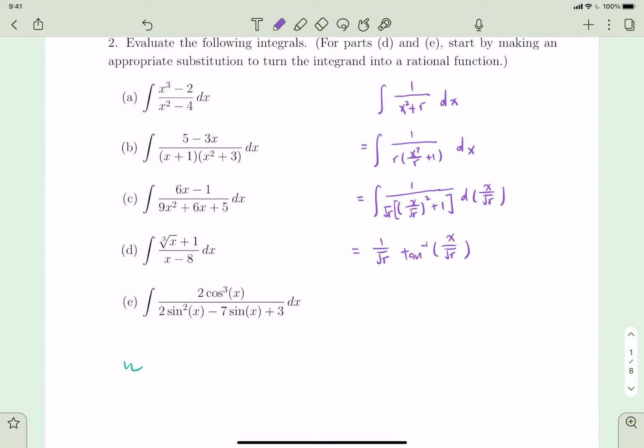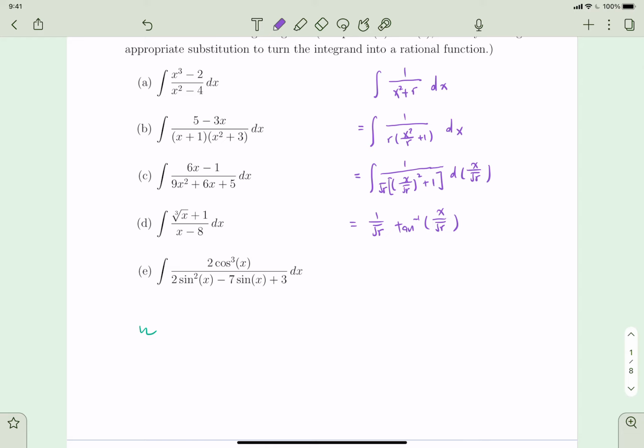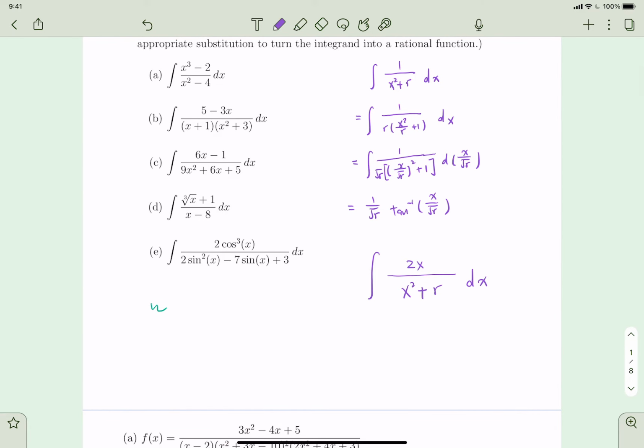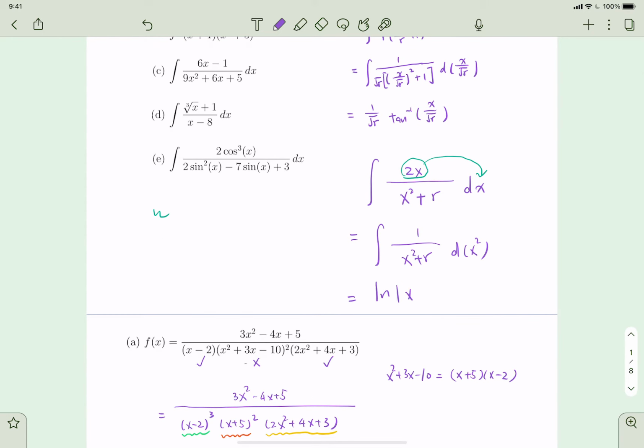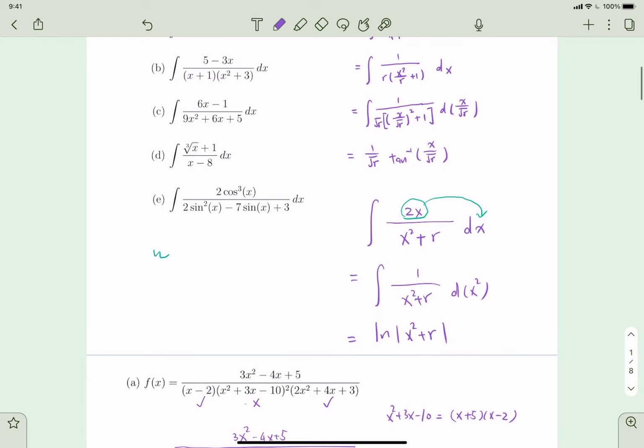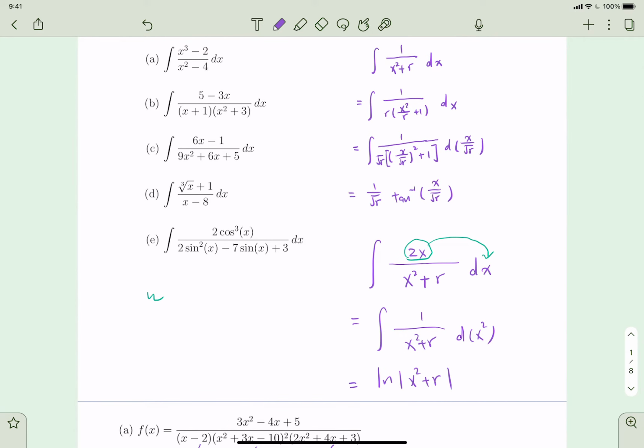And also, there's another thing, that is 2x divided by x squared plus, let's say, r dx, something like this. When you have x on the top, you can put that into the differential sign. So you have 1 over x squared plus r, d of x squared, and this will become ln of x squared plus r. Of course, we have the plus c stuff, but that's not important.